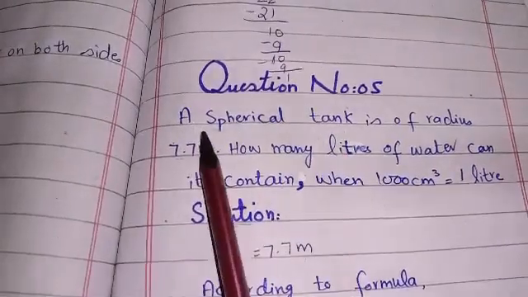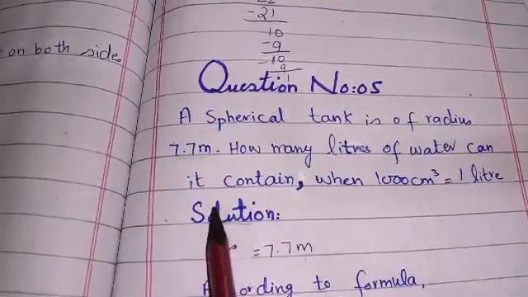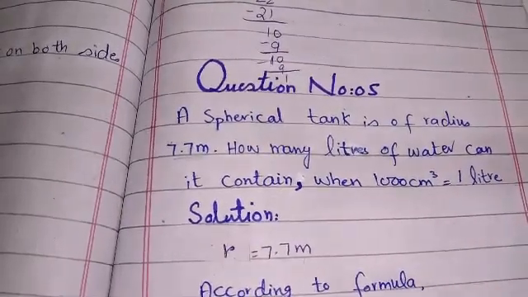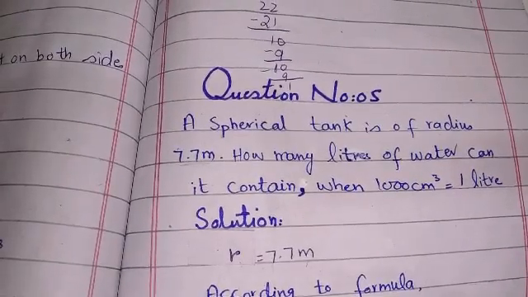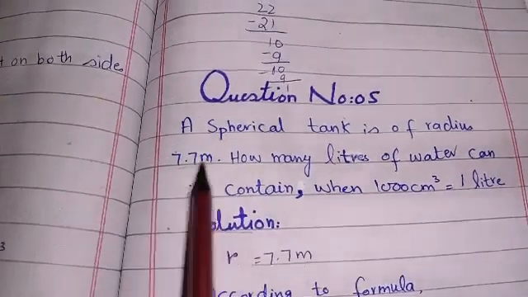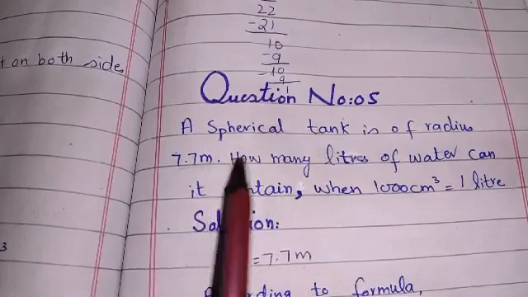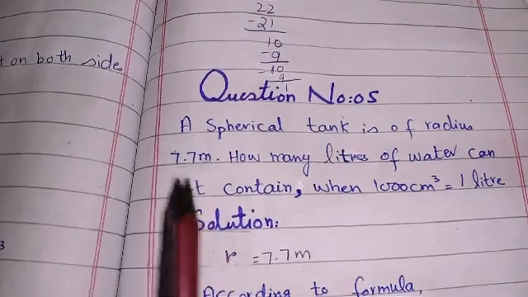Here is our question number 5. A spherical tank is of radius 7.7 meter. How many liters of water can it contain when 1000 centimeter cube is equal to 1 liter? Students, whenever the requirement is to find out the capacity, we will have to find out its volume. So in this question, they gave us the radius of spherical tank. Then we will find out the volume of spherical tank by using our radius, which is 7.7 meter.